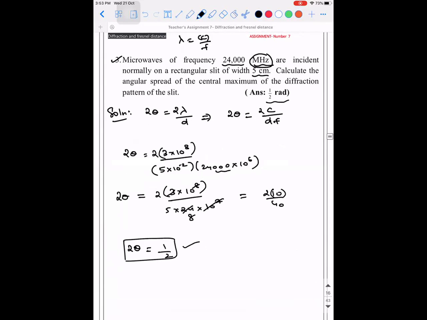I hope you guys understood. So I used a wrong formula. 2 theta is equal to 2 into lambda divided by d, and lambda is equal to c divided by f. These are all the formulas that we used. Okay, so we'll do one last problem, then we'll go to the next chapter. So in diffraction, this is how the problems will be.